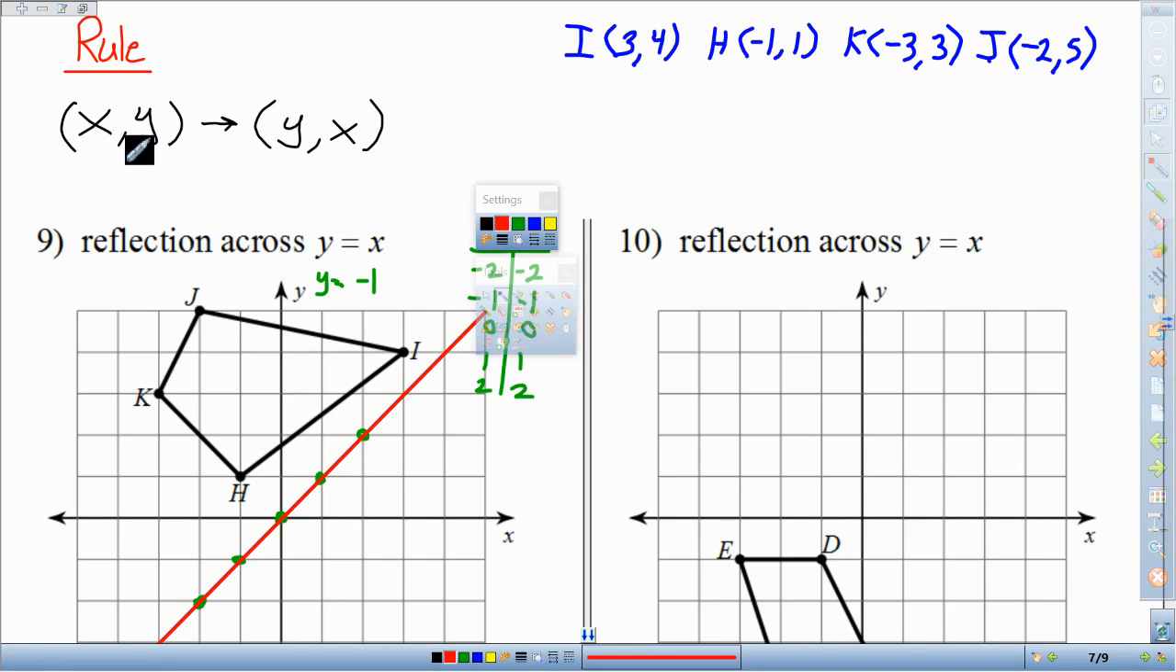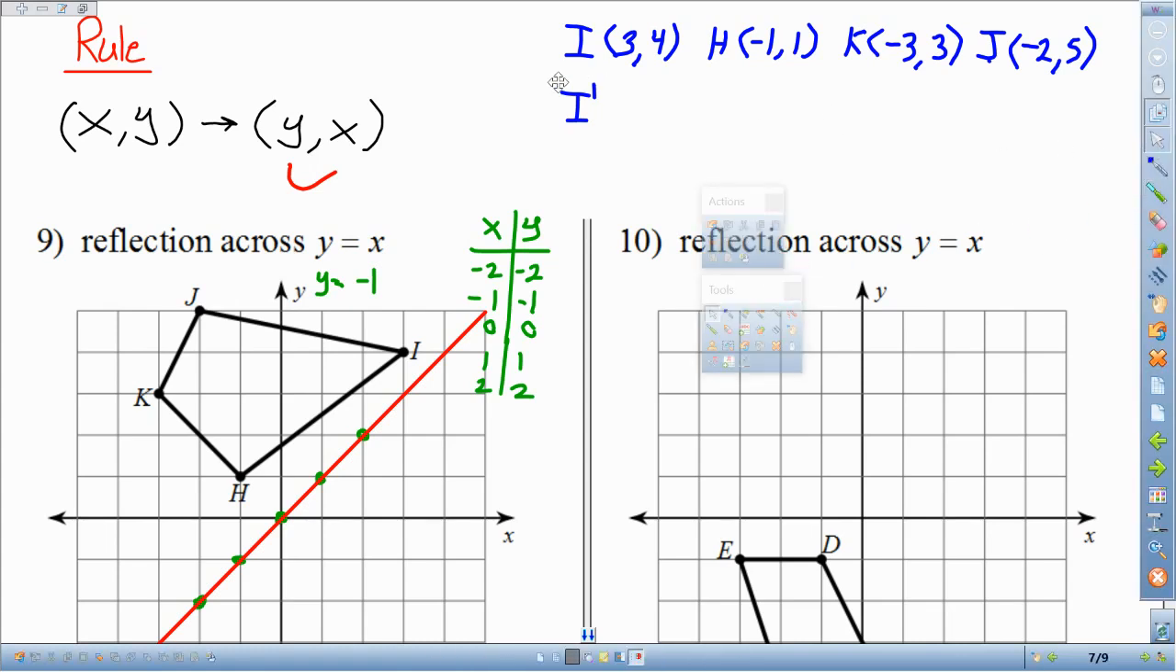So these are our original points, and here's what the rule says. It says that these points are basically just going to be flip-flopped. x is going to go on the right, y is going to go on the left, and that will give us the coordinates of our reflection. So let's go ahead and do it. I'm going to call it I prime.